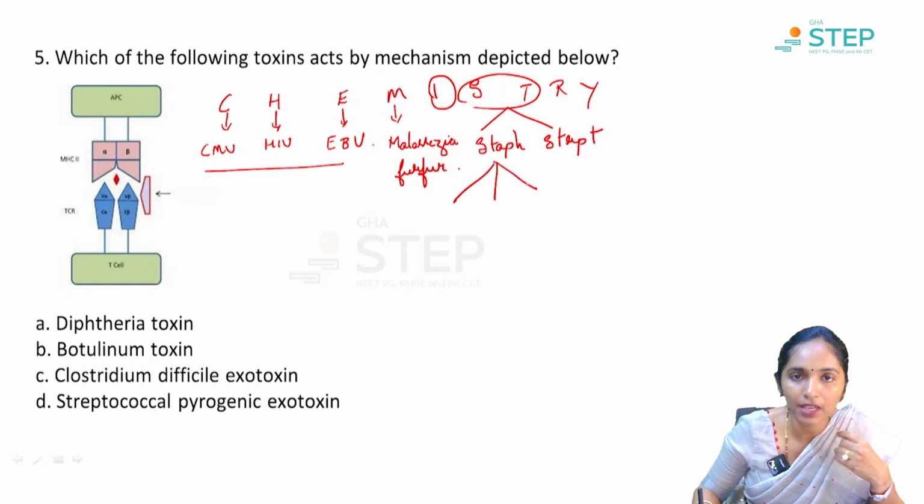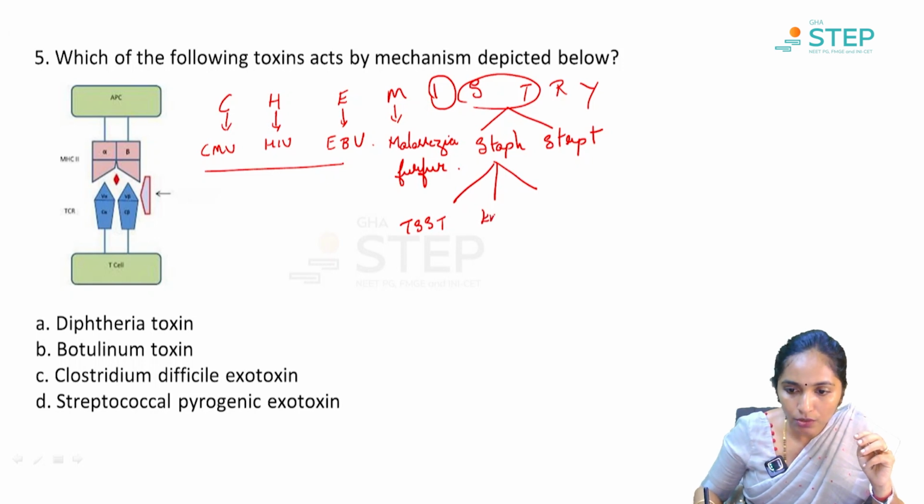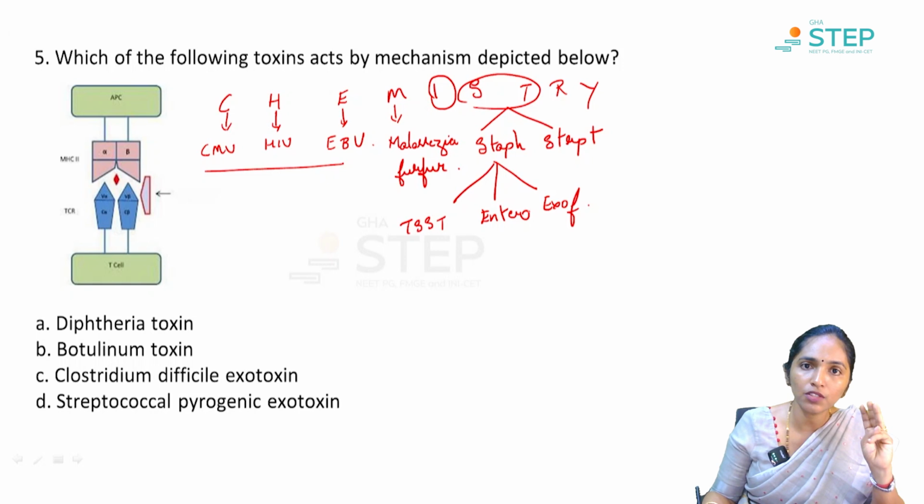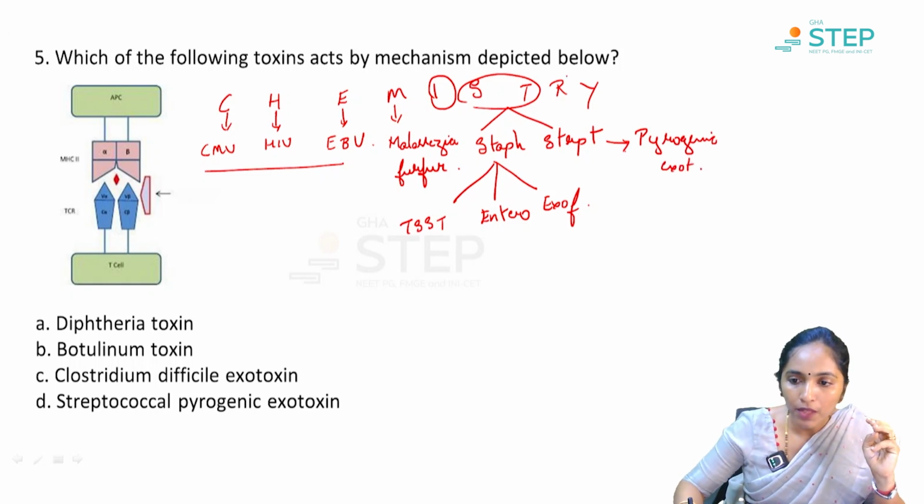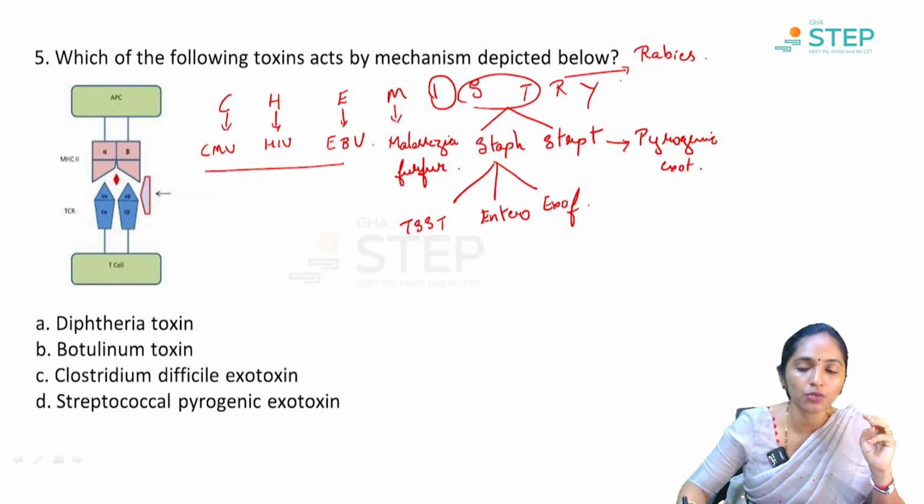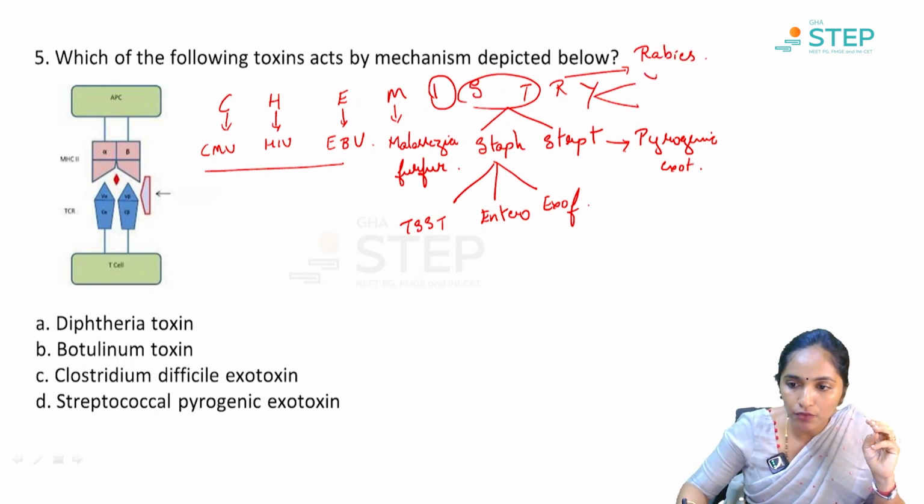Staphylococcal, what all we have? We have three. That is toxic shock syndrome toxin, enterotoxin, and exfoliative toxin. There are three toxins which are superantigen. Streptococcal pyrogenic exotoxin. So pyrogenic exotoxin is a superantigen. Whereas R is for rabies, where the rabies nucleocapsid is a superantigen, and Y is for Yersinia. So Yersinia, both pseudotuberculosis and your Yersinia enterocolitica.